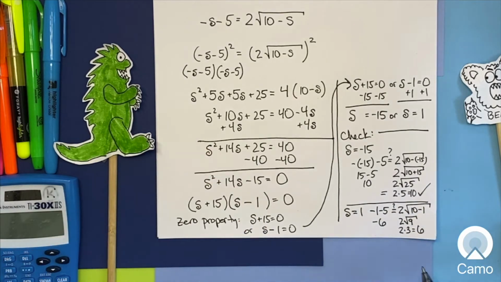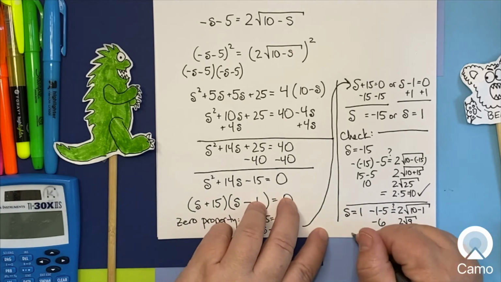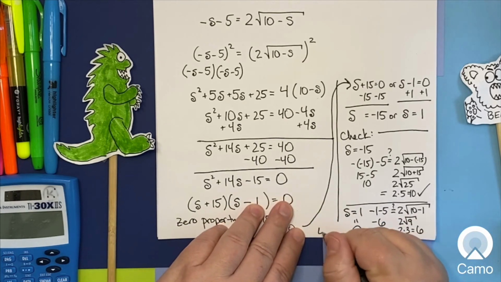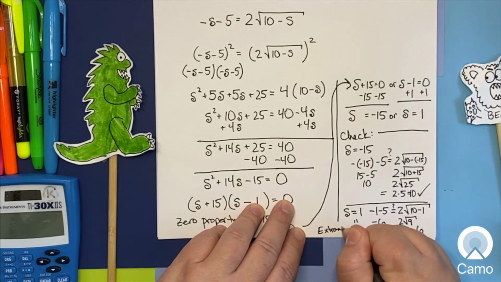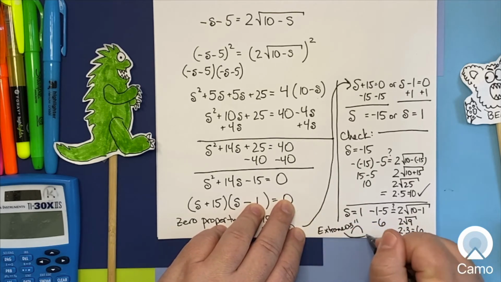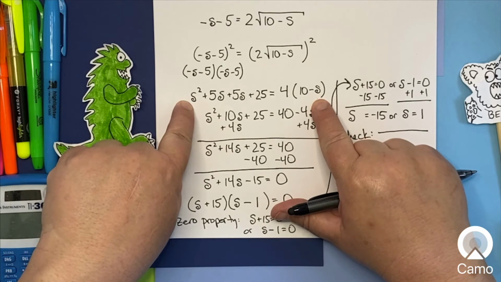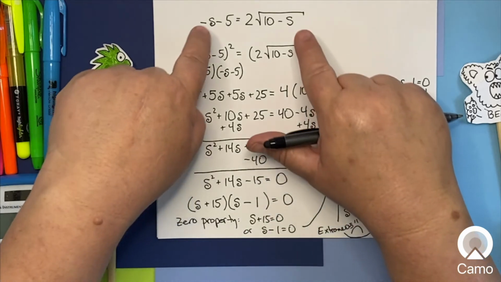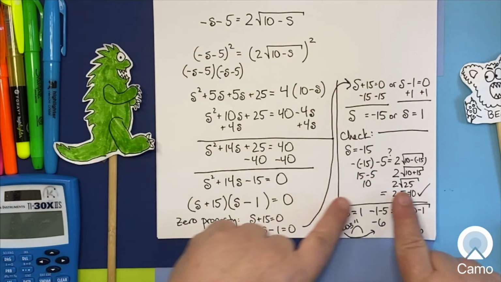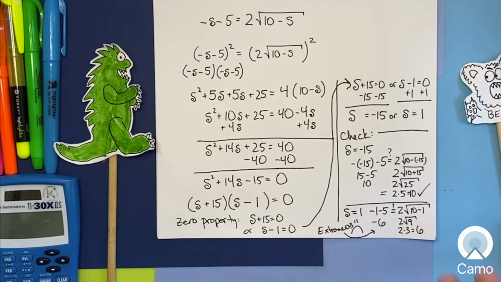Now this is that situation where on the left-hand side we get a negative 6, and on the right-hand side we got a positive 6. This is an extraneous solution. So s equals 1 only works in this version of the equation. It does not work up here. And this is one of those solutions we created by squaring both sides.